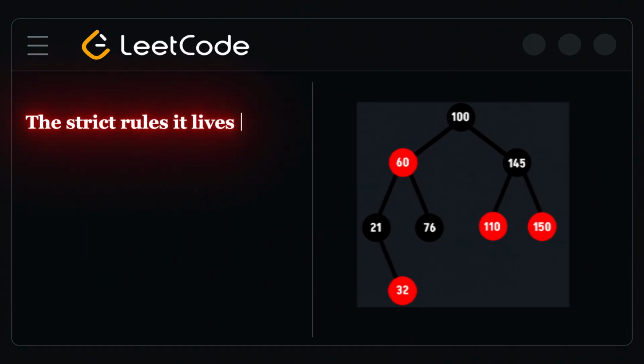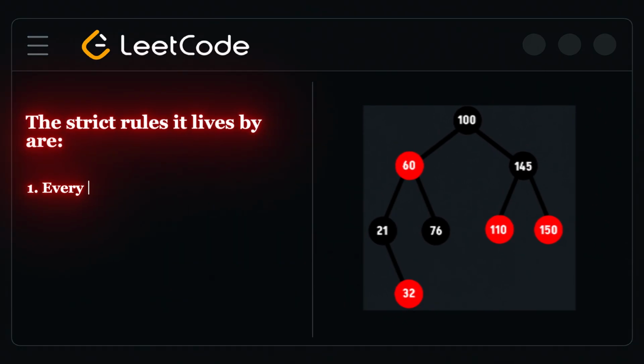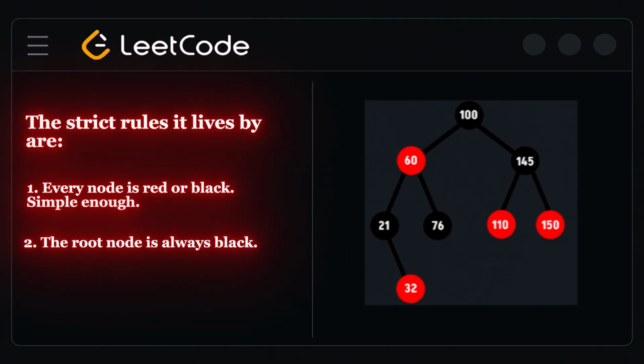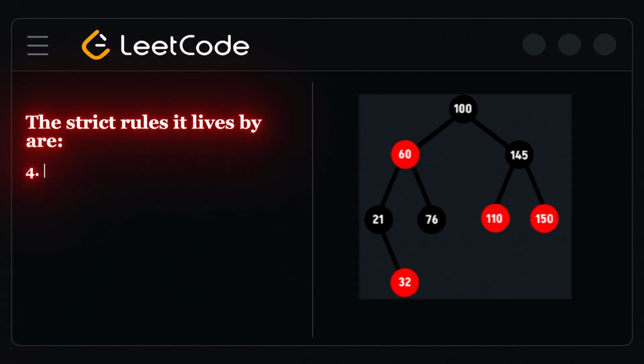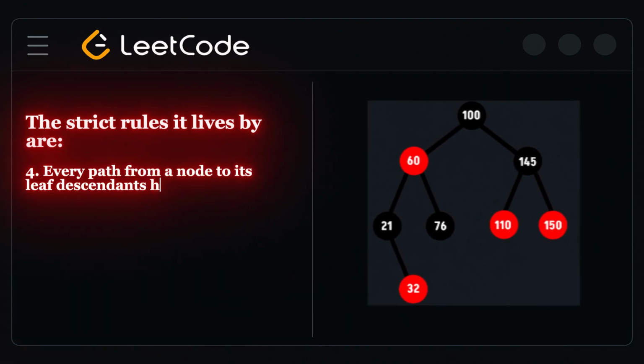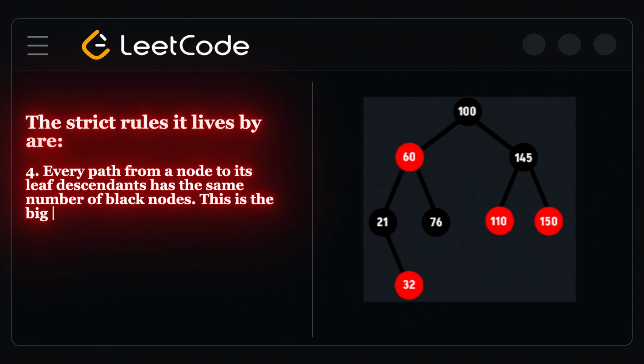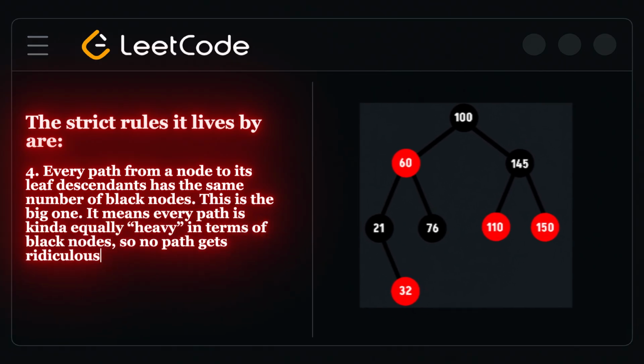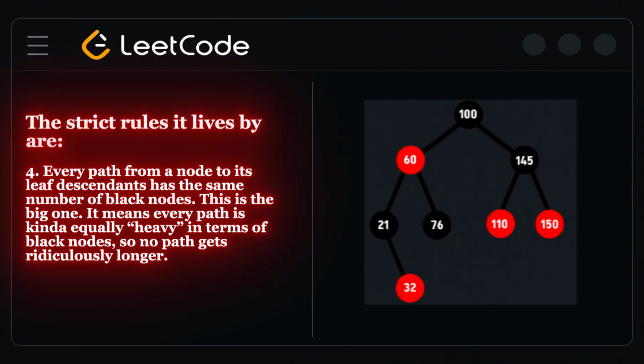The strict rules it lives by are: 1. Every node is red or black, simple enough. 2. The root node is always black. 3. Red nodes can't have red children. 4. Every path from a node to its leaf descendants has the same number of black nodes. This is the big one. It means every path is kinda equally heavy in terms of black nodes, so no path gets ridiculously longer.